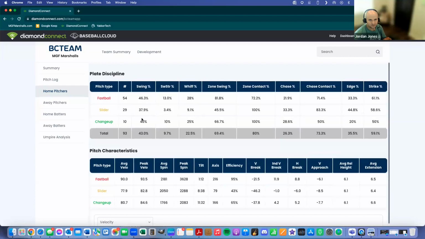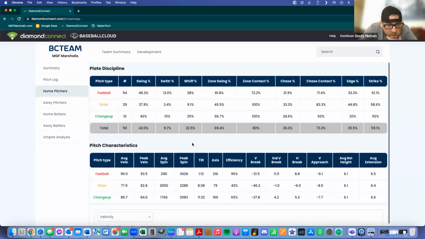Plate discipline. Anything on plate discipline you guys have questions on? So what is SWSTR? Swing at strikes? Yeah, swinging strike percentage.